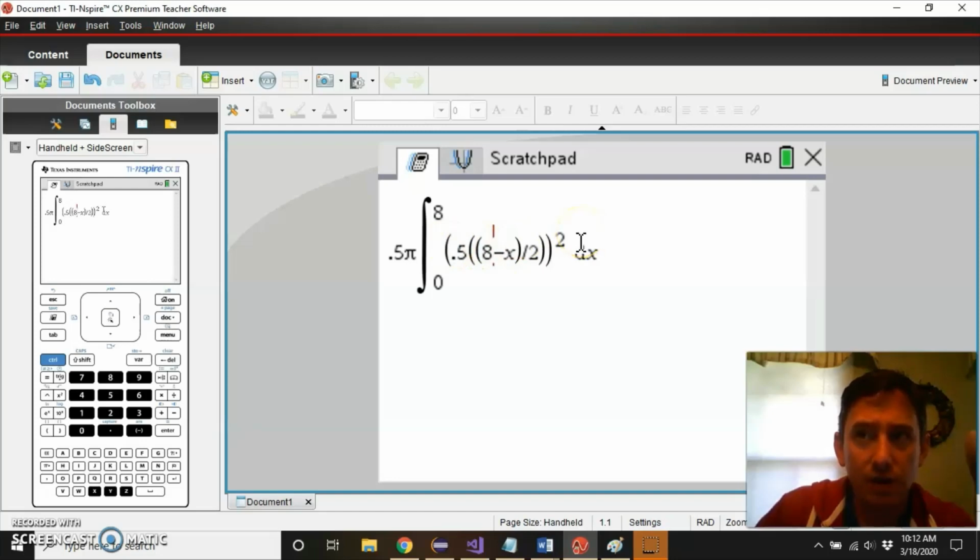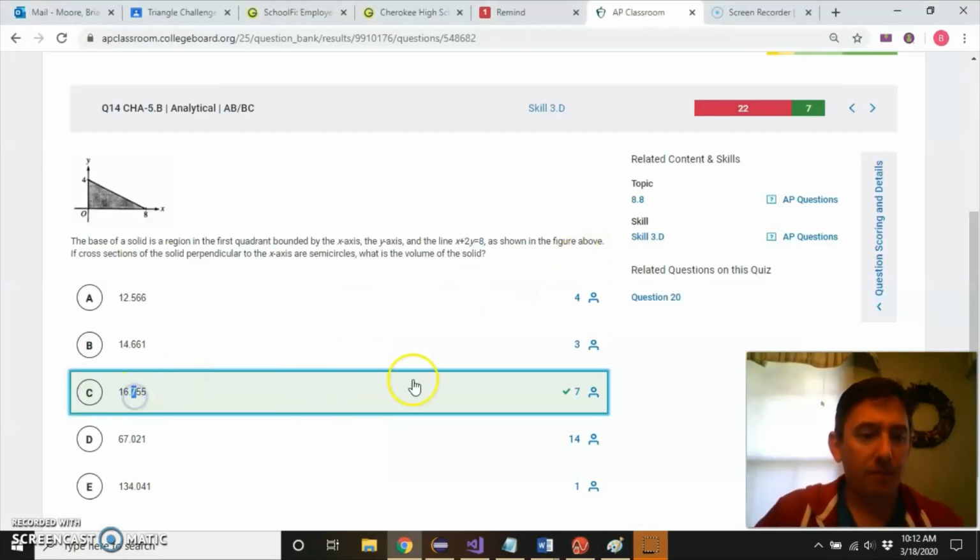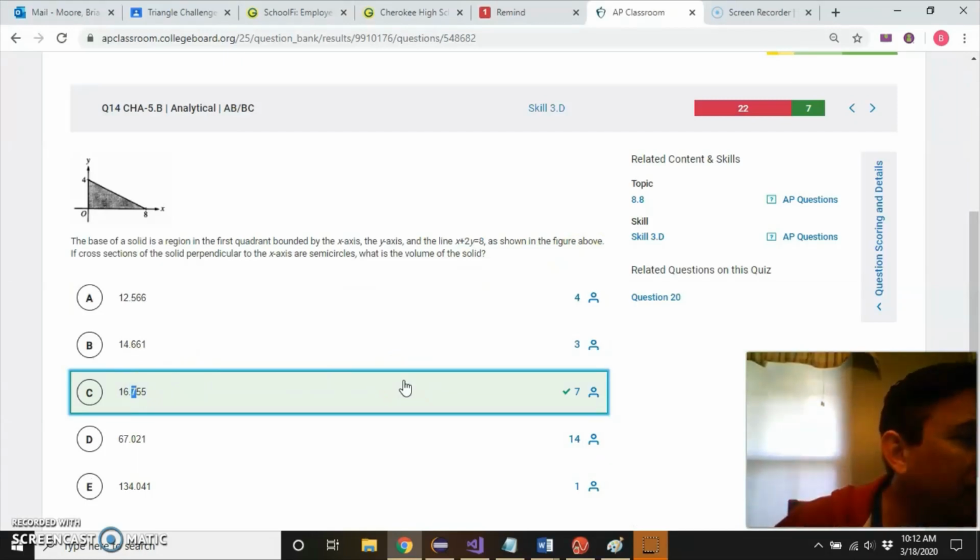Square it, times pi is the entire circle, multiplied by a half. There we go, we've got the half of the circle. Integrate from 0 to 8, I think that should do it. 16.7. Bam, there you go, 16.7. So I hope that helped. Number 16.